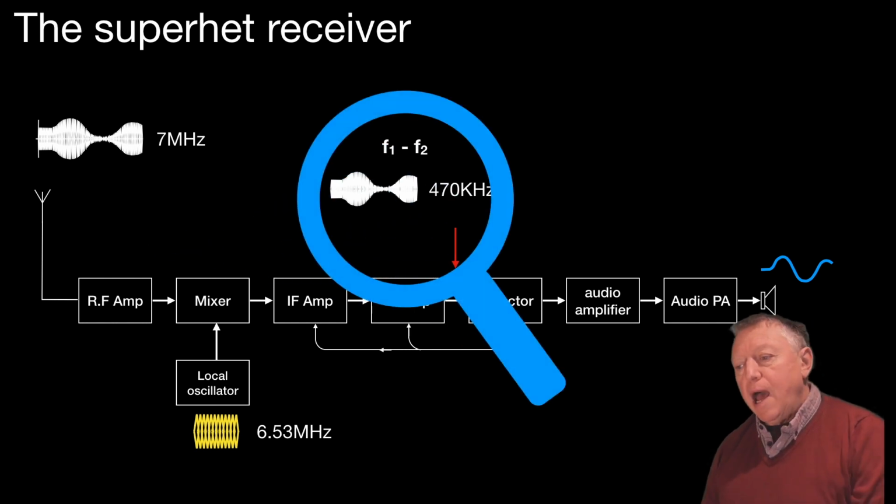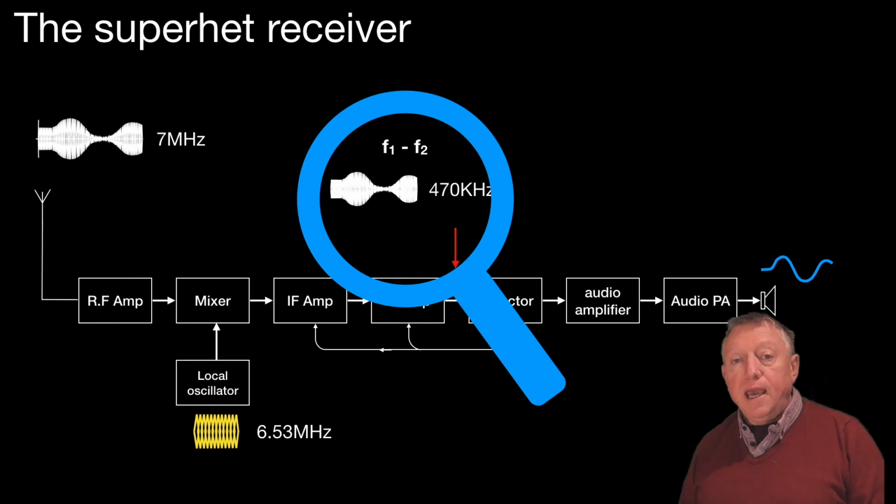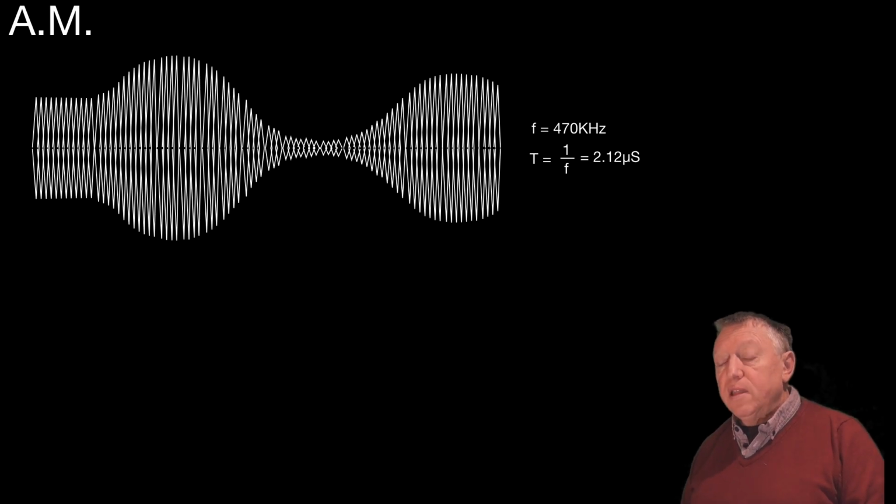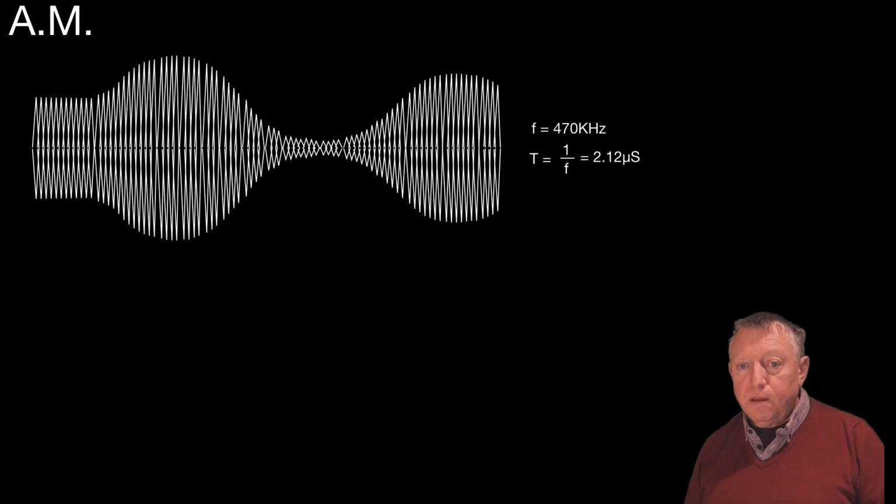Let's have a little look now at that signal coming in, the 470 kilohertz signal, and break it down into its bits and pieces. So there it is, an AM signal, an AM envelope, and if we look at the frequency of the IF, 470 kilohertz, it's got a period of 1 over f, and that's about 2 microseconds. We should be able to calculate that fairly readily.